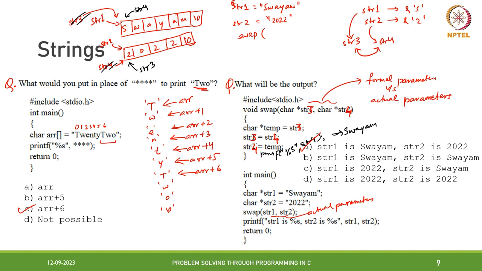So is it clear how the address swapping is occurring and there is no real change occurring to the arrays themselves, to the strings themselves? Is it clear, this question?